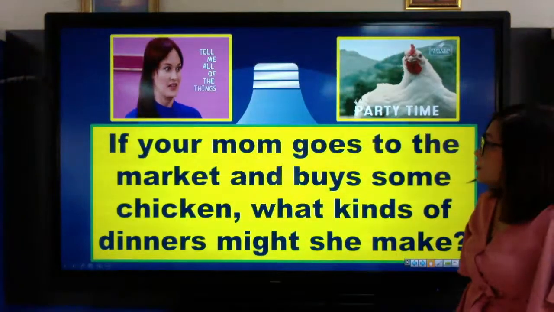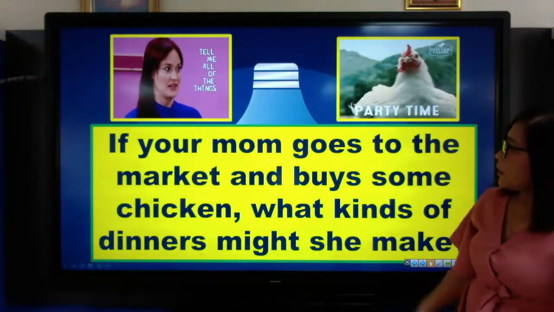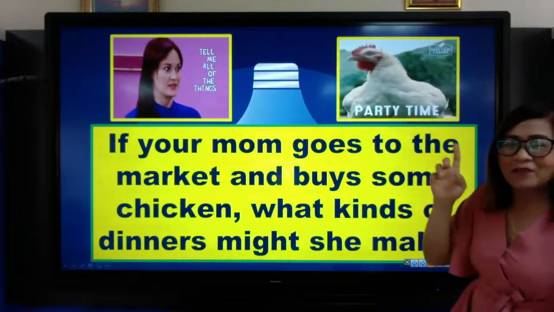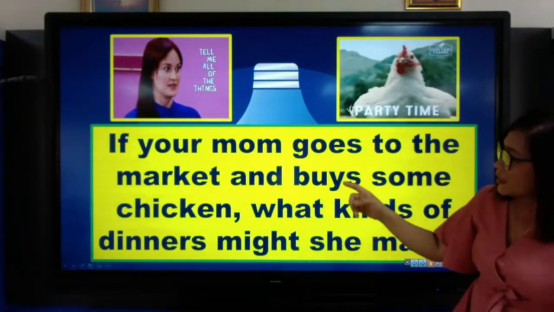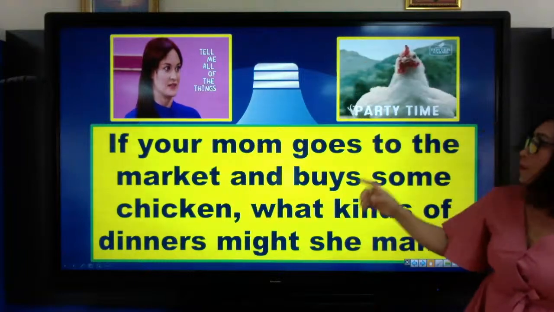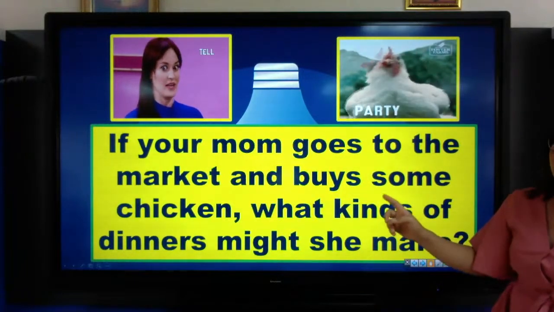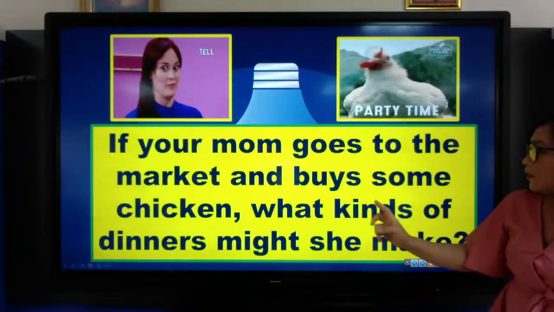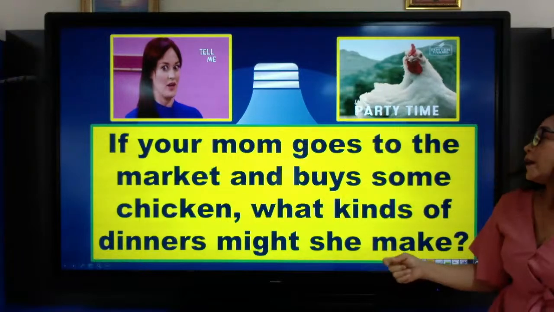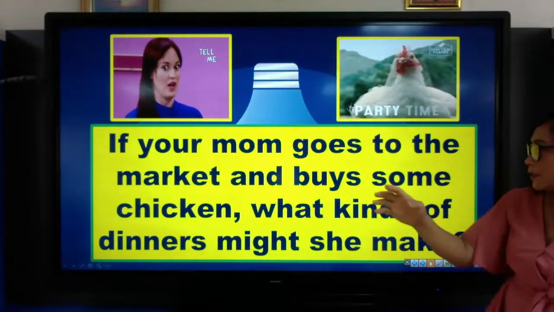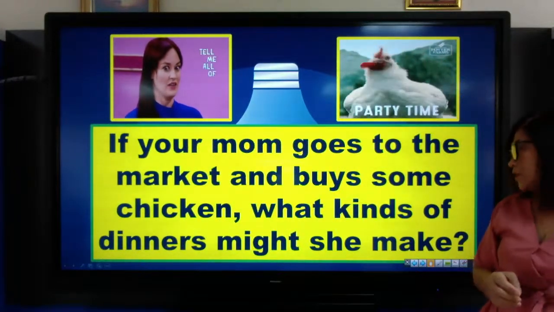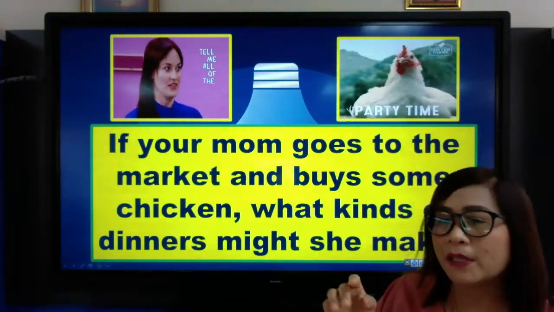Okay, next is this. We have here a chicken. It says it's party time, but actually it's not party time. Now we have to study. The question is, if your mom goes to the market and buys some chicken, what kinds of food or dinners might she make? Can you comment down your answer?